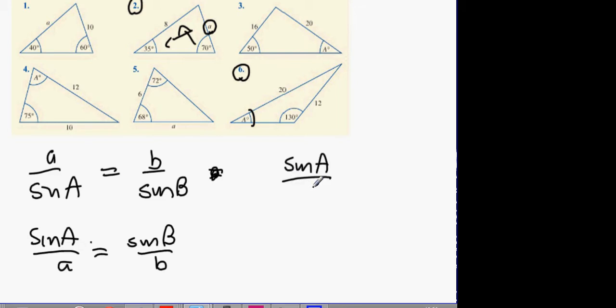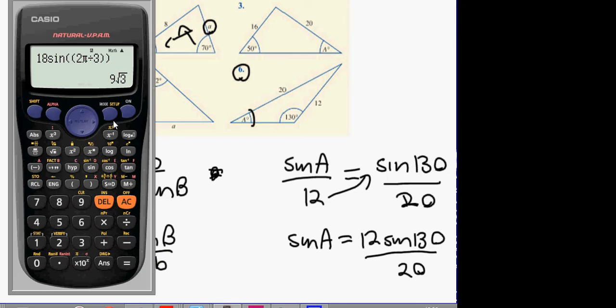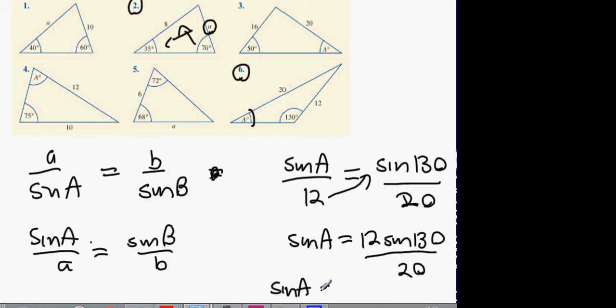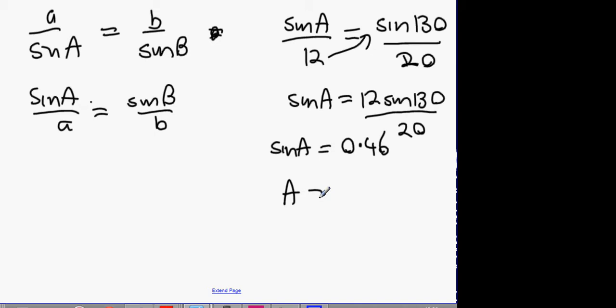Sine A divided by 12 equals sine 130 divided by 20. Now guys, bring up the 12 and what happens? We get sine A equals 12 sine 130 divided by 20. Can somebody put that into the calculator and let me know what it is? 0.46. Well done. Sine A equals 0.46. Alright guys, that's grand. Sine inverse it to find the angle.